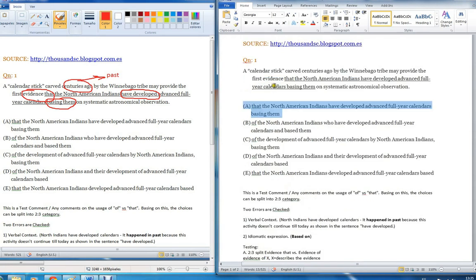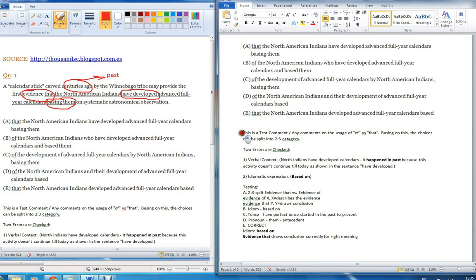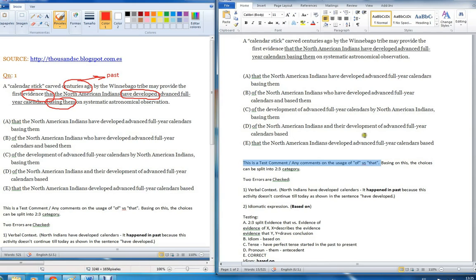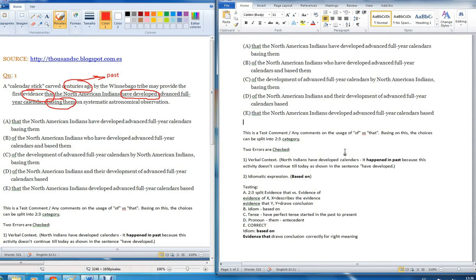Number A says evidence that the North American Indians have developed advanced full-year calendars basing them. Okay, so this is a test of comments. Any comments using of and that? Okay, so evidence of and evidence that. Split those questions into A and D with that, and B, C, and E with of. Okay, so the correct idiomatic expression comparing with basing on here is based on, not basing on.